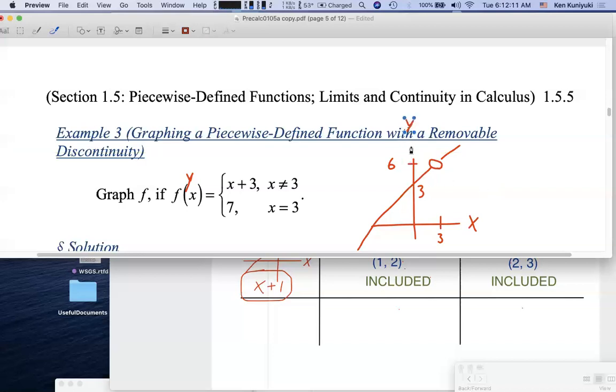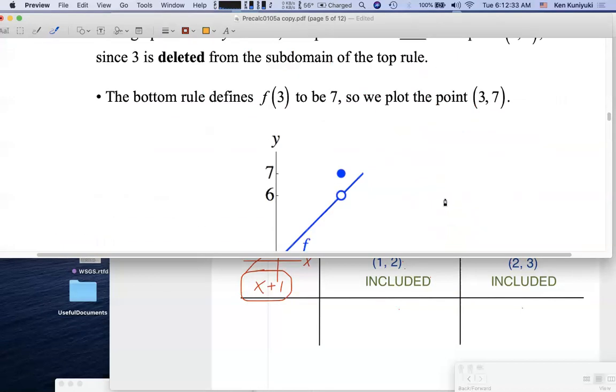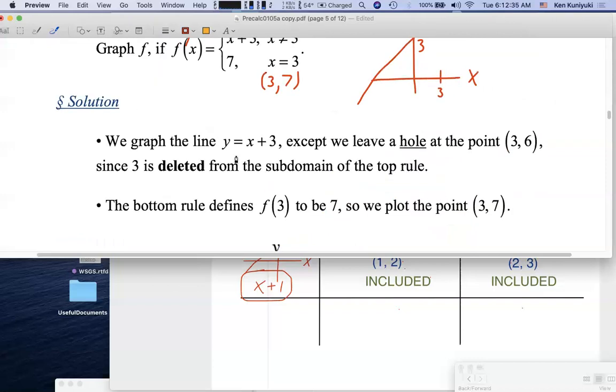Now, wait a minute. What does the second rule do? y equals 7 if x equals 3. In other words, the point (3, 7) is on the graph. That's like a moon.